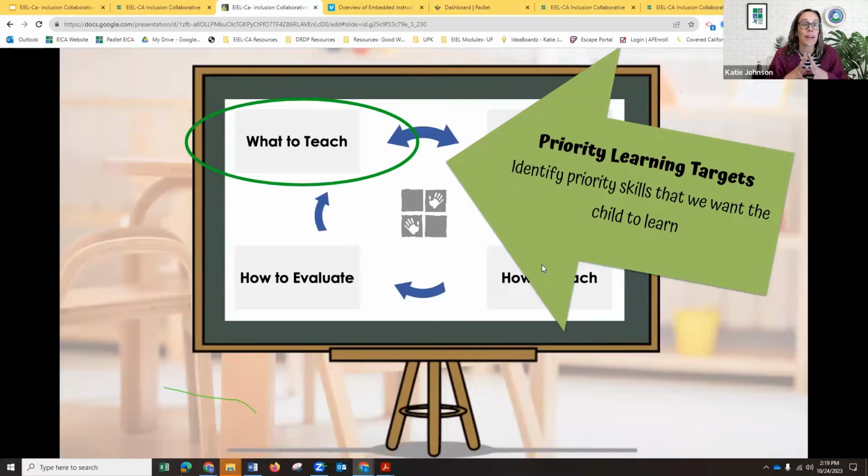What we call it in embedded instruction is a priority learning target, meaning of all of the things that we're doing in the classroom with the kiddo, we want to make a priority of one or a few different learning areas. And then a learning target is really that targeted first skill that we want the child to work with and work on. So we're going to start with what to teach.